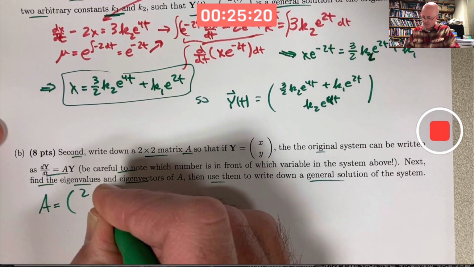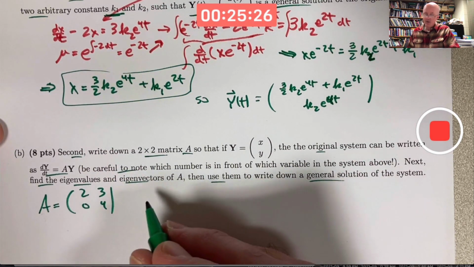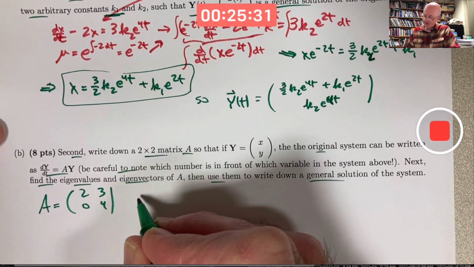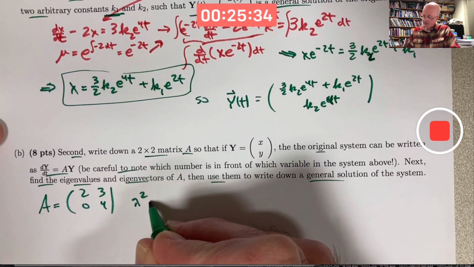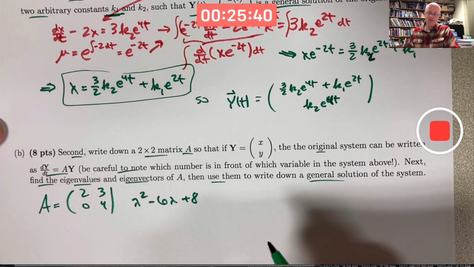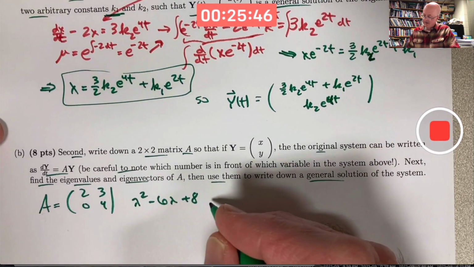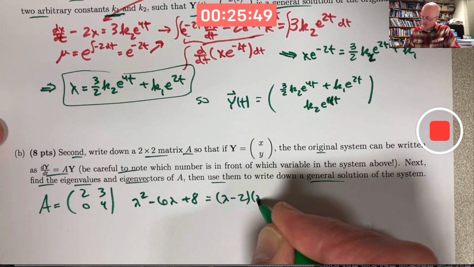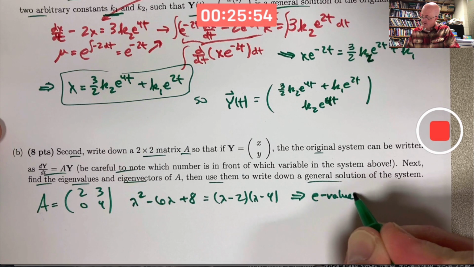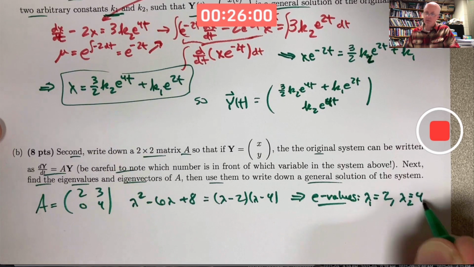A is 2, 3, 0, 4, which is an upper triangular matrix. And you could go ahead and find the characteristic polynomial. In fact, I'll write it down using the trace and determinant. The trace is 6, so I get lambda squared minus 6 lambda, and the determinant is 8 plus 8. But if it's upper triangular, the eigenvalues are going to be the numbers on the main diagonal, 2 and 4. This does factor as lambda minus 2 times lambda minus 4. So the eigenvalues, setting that equal to 0 and solving for lambda, are lambda 1 equals 2, lambda 2 equals 4. And again, the subscript labeling is arbitrary.